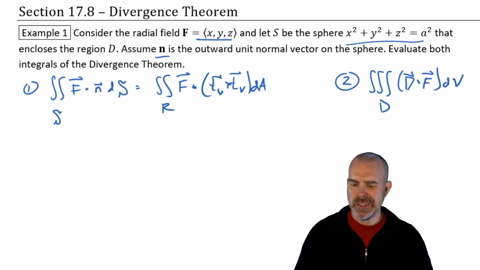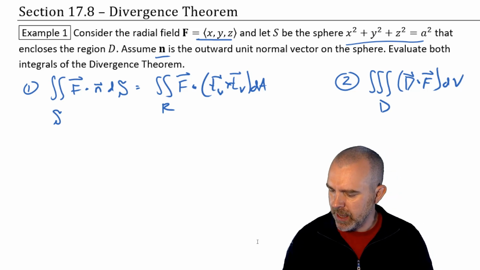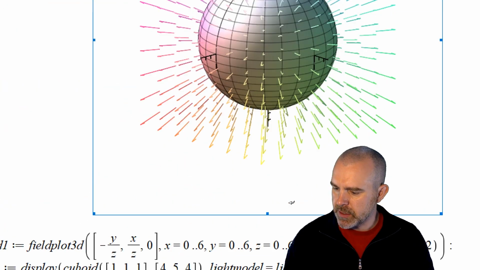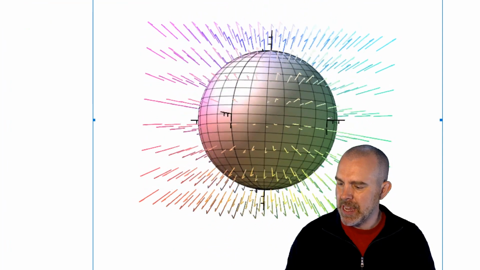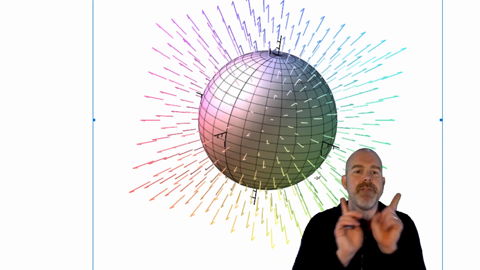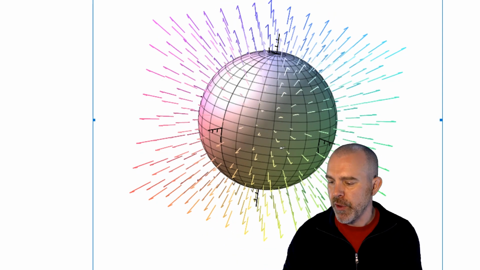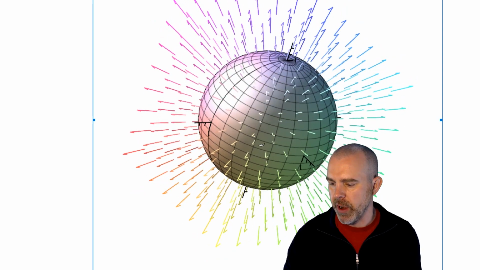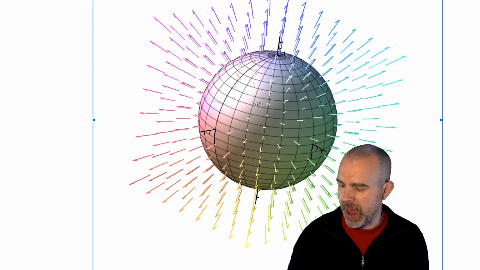Okay, so let's take a look at this. By the way, I did get a version of this up in Maple. Whoops, that's the second example. Here we go. So here's our sphere, and you can see that we just have vectors pointing outward. And as you get further away from the center, the vectors get longer. So they're just pointing outward on our sphere. Okay, so that's the situation that we have here.